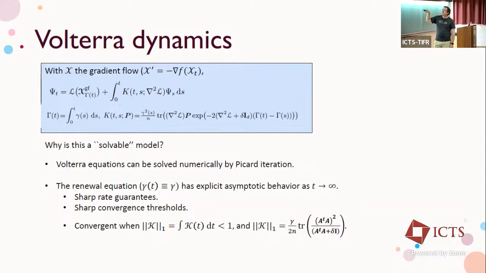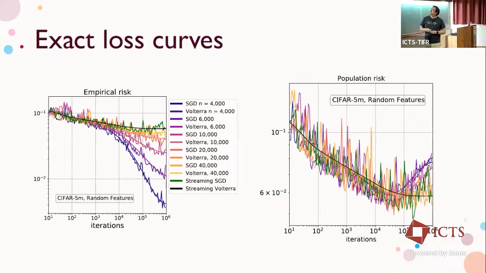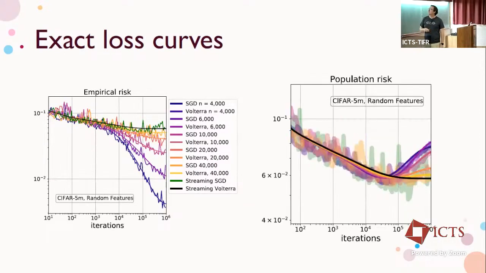This type of convolution Volterra equation, it turns out, is convergent, provided that the kernel has a norm which is less than 1. So you have to be able to integrate this K of t. That integral of K of t turns out to be just some expression involving the eigenvalues. So you can take the trace of A transpose A squared, A transpose A plus delta I, and that represents the convergence threshold for when this algorithm is convergent. The rate of convergence you can also get from convolution Volterra equations. It has to do with solving what's called the Malthusian exponent problem.